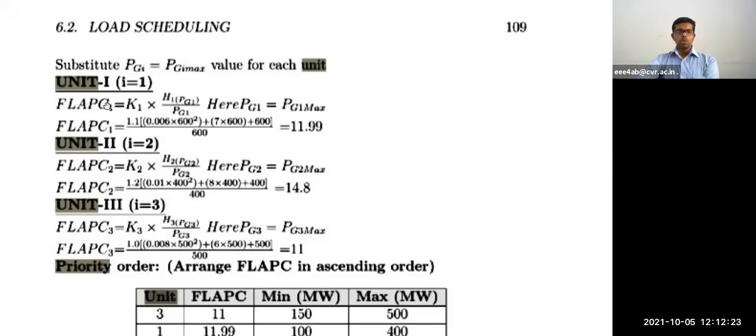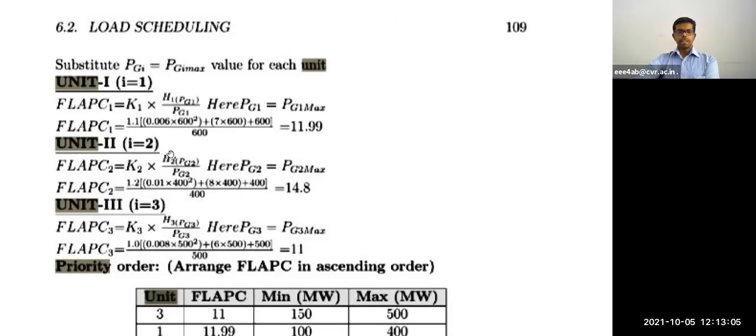That is I equal to 2. In the general formulation, FLAPC 2 is equal to K2 into H2 of PG2 divided by PG2. Here PG2 is equal to PG2 maximum. What is the PG2 maximum value given? That is 400 megawatt, so you need to substitute 400 megawatt. The cost given here is 1.2, already given in the problem. The fuel cost of the second generating unit is 1.2.